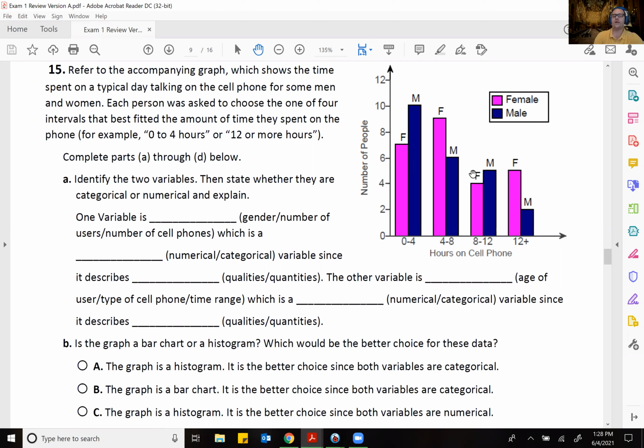All right. When you're thinking variables, think about the questions that were being asked. In this one, there's a question about being male or female. And the other question being asked was, how many hours do you spend on the cell phone? Those are your two variables. So the other variable is blank: age of user, type of cell phone, time range. It is time range. Nothing up there tells us the age of our user. Nothing up there tells us the type of cell phone.